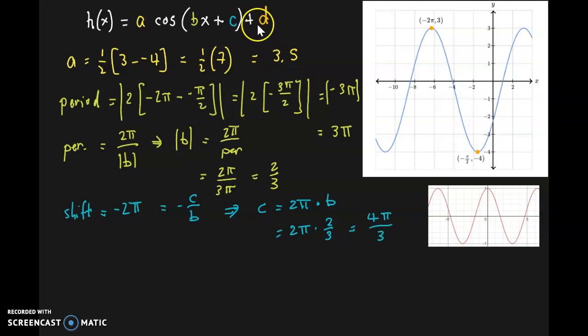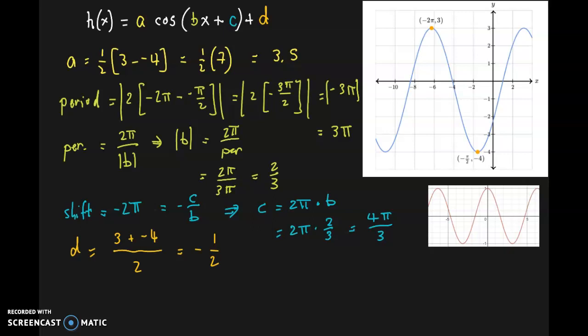And now we're left to find d, and d is the vertical shift. So if we find the midline, then we've got our vertical shift. So the midline is the average. It's halfway between the lowest and the highest point. So it's halfway between 3 and minus 4. And to find halfway between something, we just take the average. So I'm just going to say that d is going to equal the average of 3 and negative 4, which is 3 plus negative 4 over 2, which is minus 1 over 2.